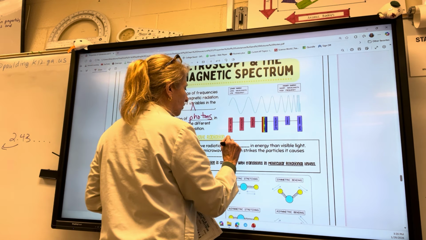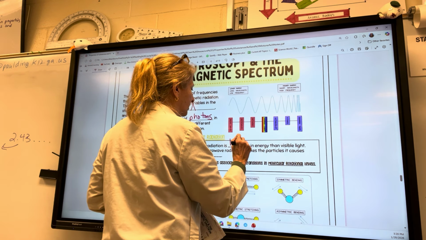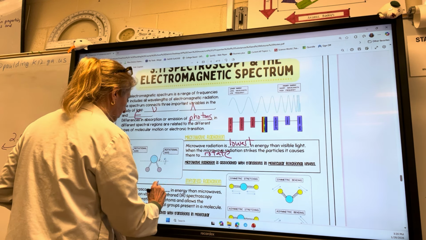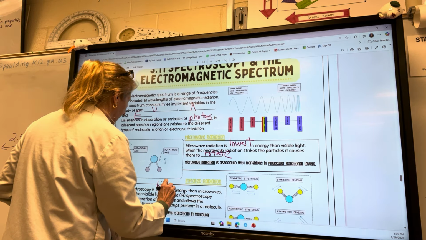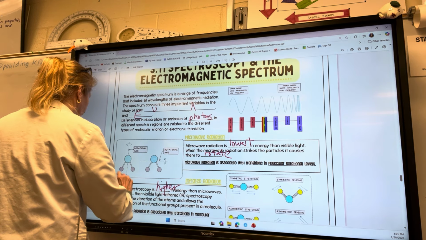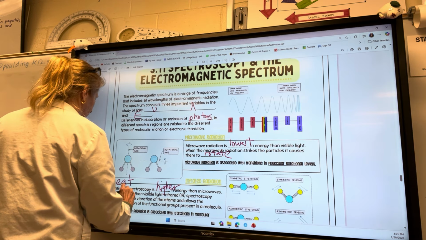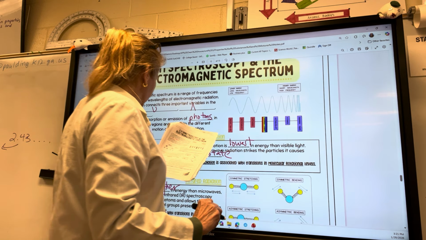Microwaves are the lowest in energy, and this is the part you have to know for AP. Microwaves only cause molecules to rotate. So sometimes they ask that. What do microwaves do? Everybody think rotate, okay? Infrared is higher. Infrared is heat. And it has less energy than visible. And what it does is cause them to vibrate.